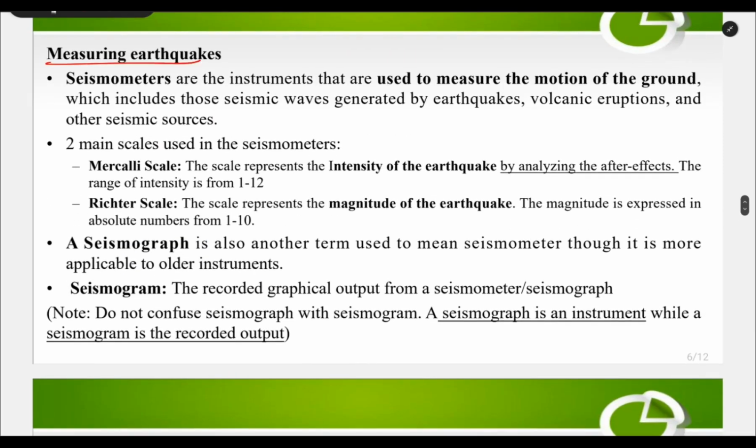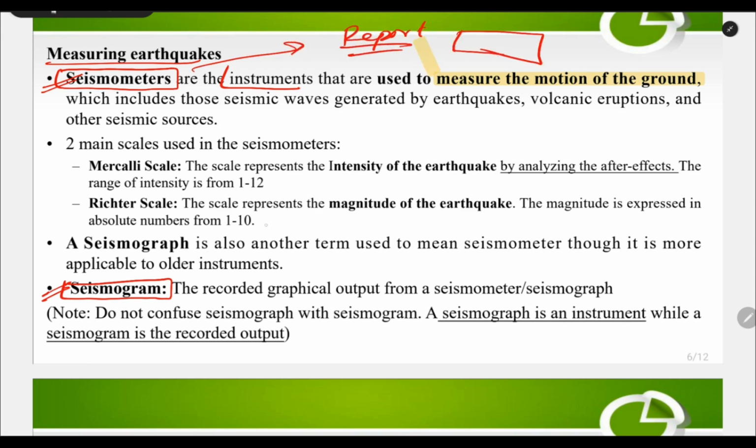How do we measure an earthquake? As I mentioned earlier, you have to differentiate between seismometer and seismogram. A seismometer is an instrument that is used to detect or measure the motion of the ground. And a seismogram is the data or report taken out from this instrument. That output is called a seismogram. Okay, do not get confused here. Meter and gram: meter is the instrument, gram is the record output.